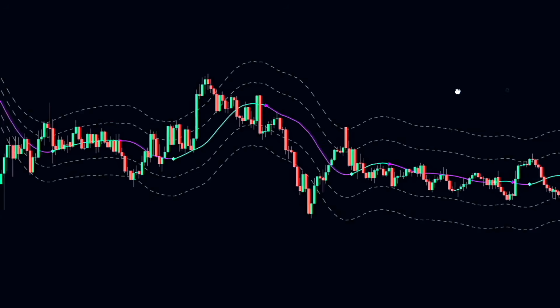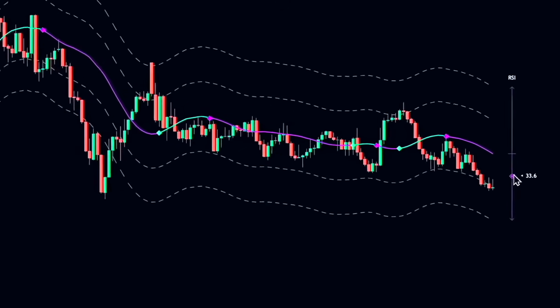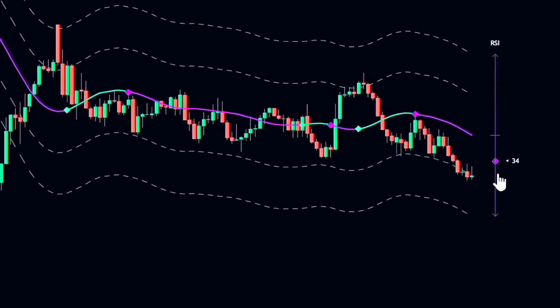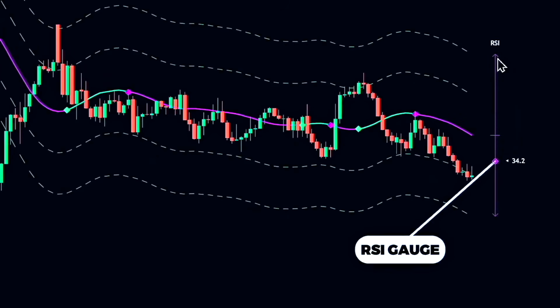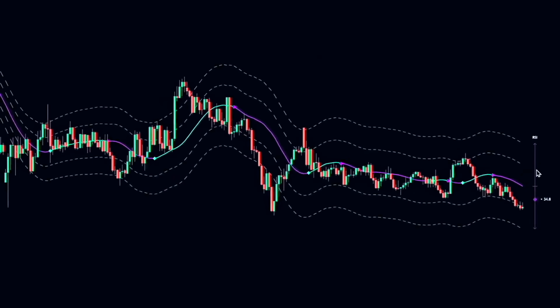Oh, check this out. On the right side of your chart, by the latest candles, there's this vertical gauge. That's the RSI gauge, showing the relative strength index right in the price channel's context. It's a quick way to see if the market's overbought or oversold.